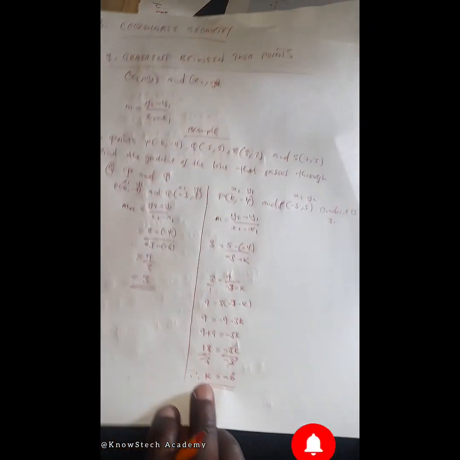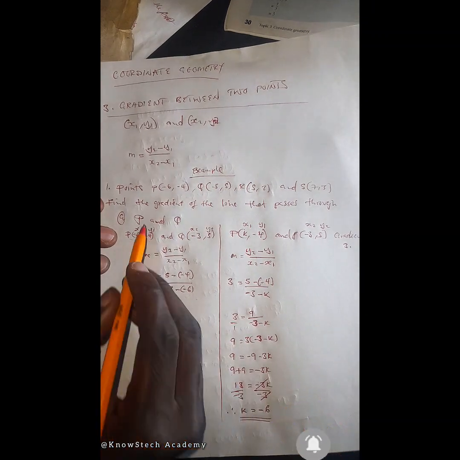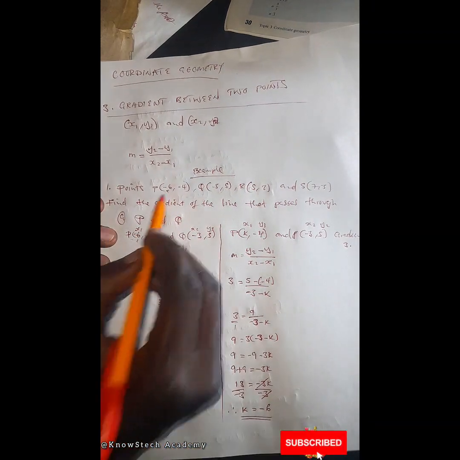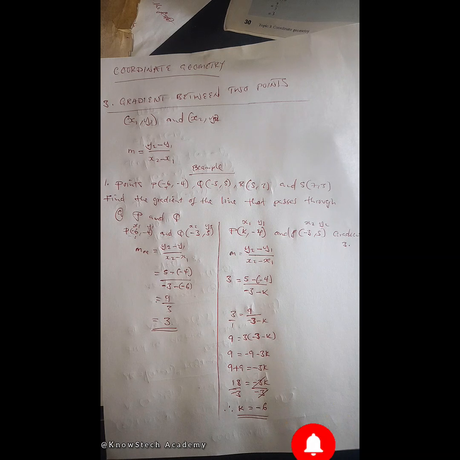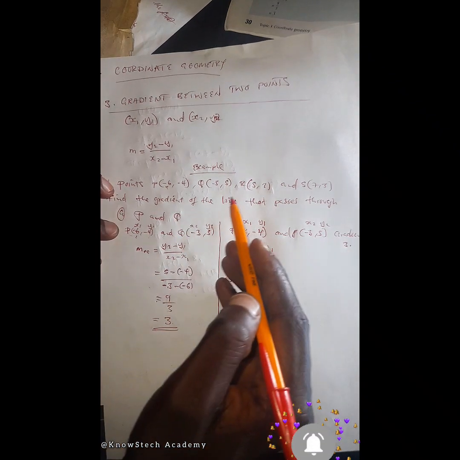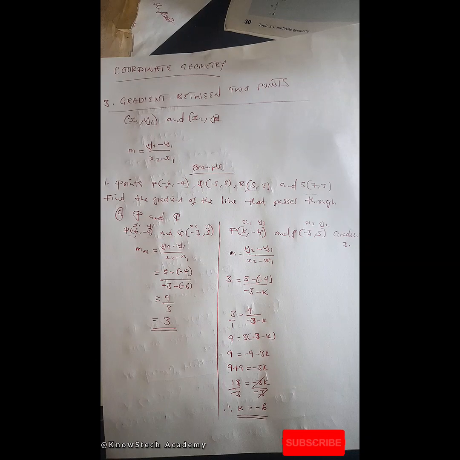Let's check if the value of k is negative 6. This one, which is this one, negative 6. So confirmed. In other words, we've answered 2 examples. The purpose of R and S was to find the gradient between R and S. So you can solve this one on your own, R and S, and write the answer in the comment section.